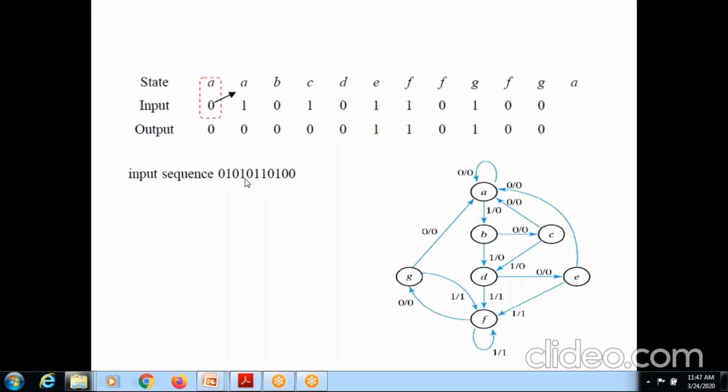Similarly for C, now I am giving 1, it is going to the next state D and it is producing the output 0 that you can observe in your state diagram also. When we give 1 to C, it is going to the next state D and it is producing the output 0. Similarly, you have to see all the other things.